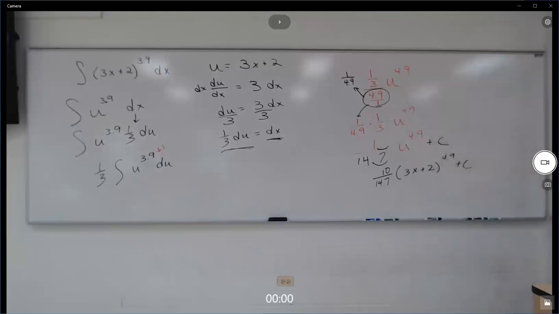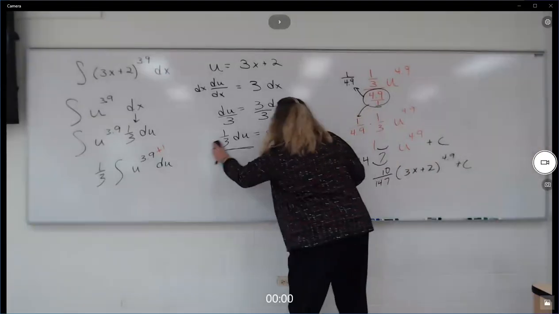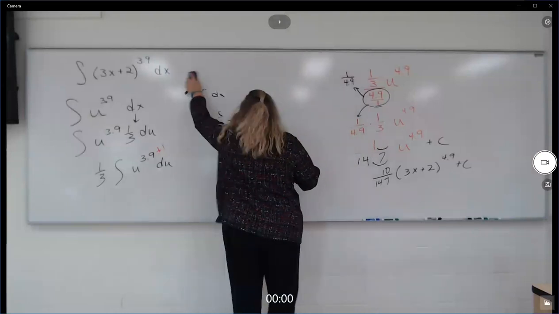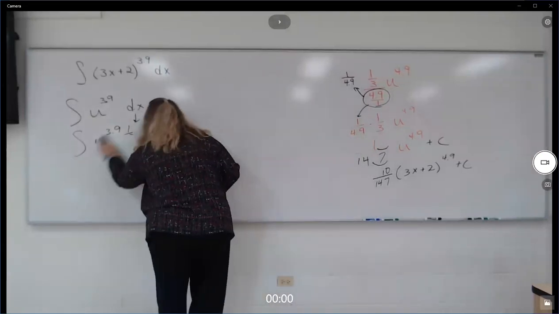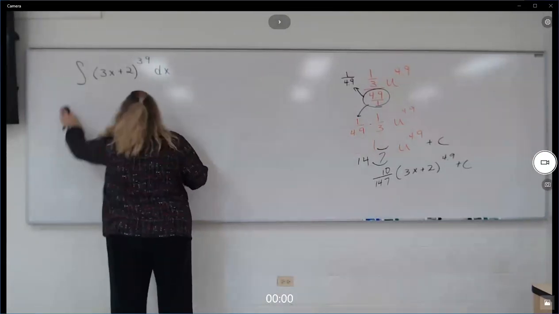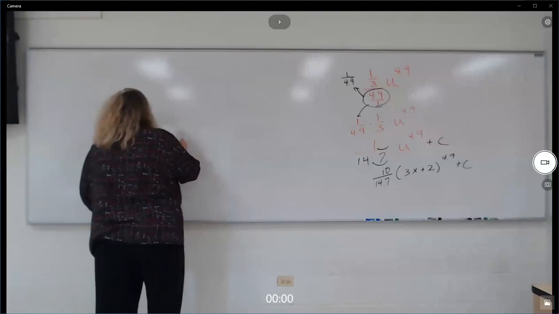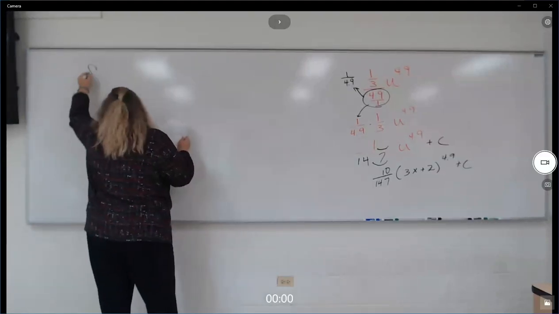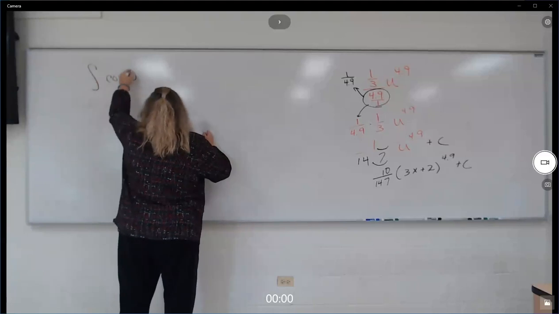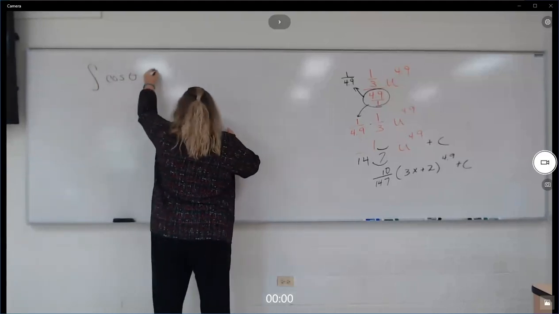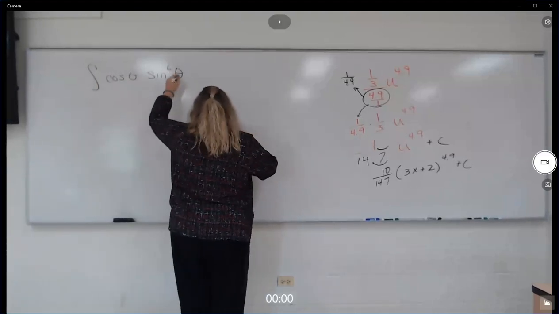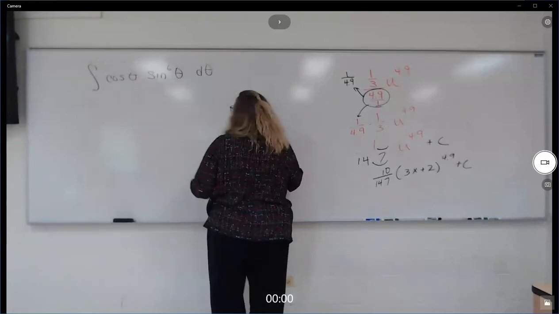All right. Let's do this one. This one isn't too bad. We can sneak in one more here. Integral of cosine of theta times sine to the 6th d theta.